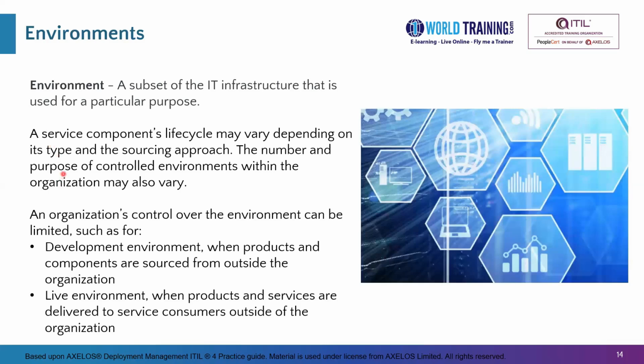Now, the number and purpose of the controlled environments within the organization may also vary. There may be different environments, and each of them may have their own purpose. For example, a development environment or multiple different development environments with different purposes, and apart from that, staging, testing or quality, and live or production. And the organization's control over the environment can be limited, such as for the development environment, when products and components are sourced from outside the organization. And in the case of a live environment, when the products and services are delivered to service consumers outside of the organization, then that organization may not be able to control the environment so much.